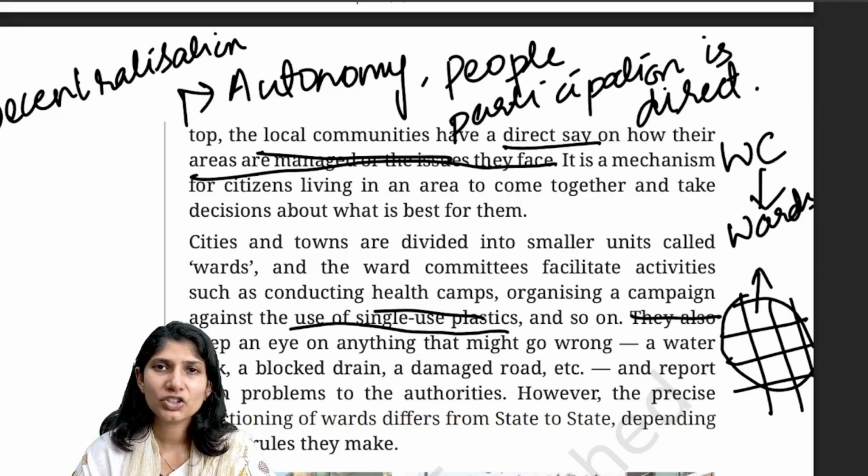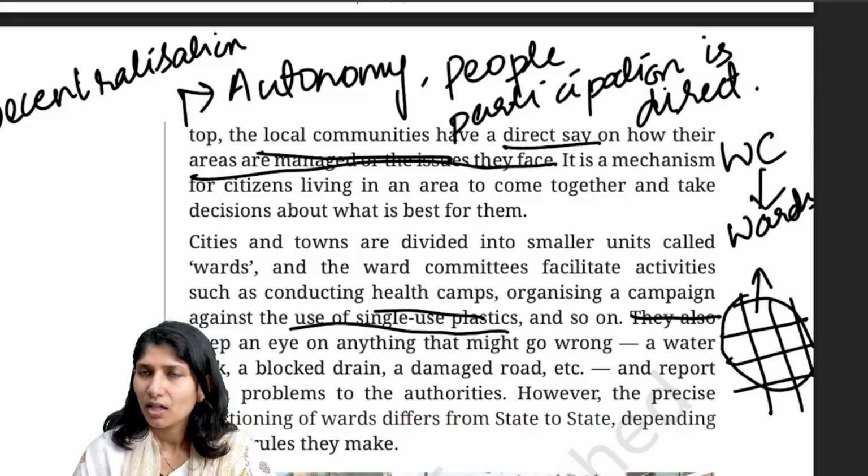Optimal utilization or better utilization of resources will lead to good administration. Now, how can you tell it is a good administration? Both people have to be watchful as well as the administration. Here, by administration, we are talking about your ward committees. They will look into issues such as any water leak happening, unnecessary water getting wasted.